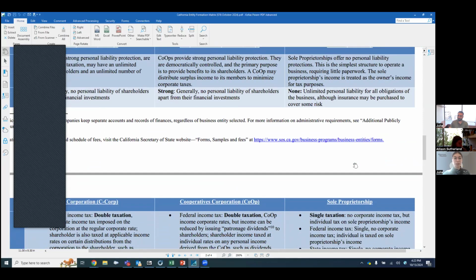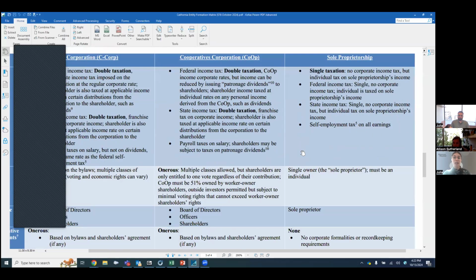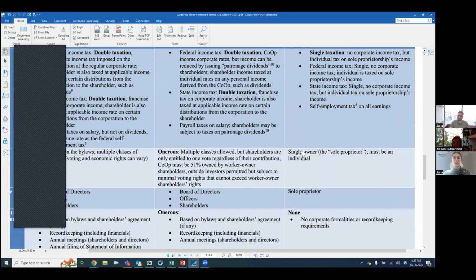And then you would have unlimited liability for obligations of the business, which means that if you were sued or if you go bankrupt, you would face personal liability, not just business liability, like with an LLC or a corporation. There's single taxation, so there's no corporate income tax. The federal income tax is single and state income tax is single, so that is an advantage.